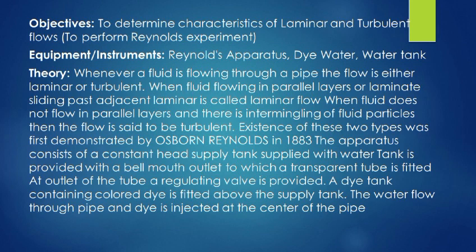Theory: whenever a fluid is flowing through a pipe, the flow is either laminar or turbulent. When fluid is flowing in parallel lines or laminae, sliding past adjacent laminae, it is called laminar flow. When fluid does not flow in parallel lines and there is intermingling of fluid particles, then the flow is said to be turbulent. These two types of flow were first demonstrated by Osborne Reynolds in 1883.